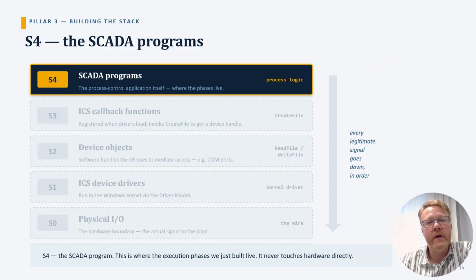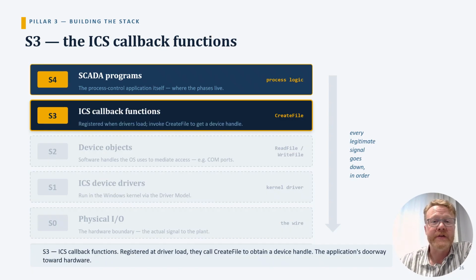At the top, we have layer S4. This is the SCADA application, the process control program from the phase section, with its monitoring and altering subphases that I told you to remember for later. It does not touch the hardware directly. It works through the layers below. Layer S3 is how it reaches a device. The SCADA program calls ICS callback functions that were registered when the driver loaded. These invoke the CreateFile API call, which returns a handle to the device. This is the doorway from application code toward hardware.